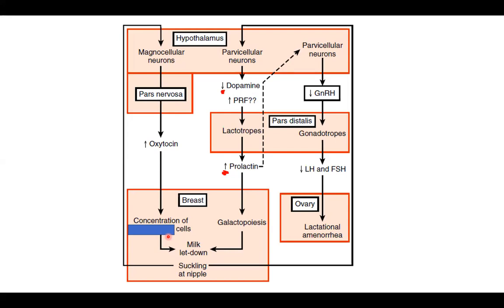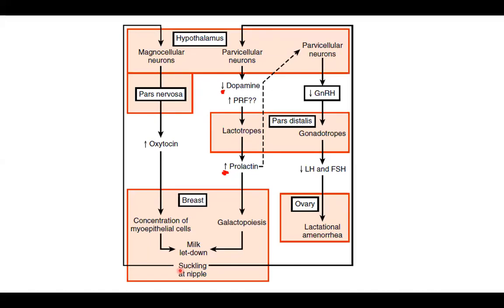Oxytocin increases the concentration of calcium... that's the contraction, and that's going to move the milk. It's not going to produce it. And what they want you to notice is that the baby suckling at the breast is actually a positive feedback loop. Again, we have this really recurrent theme of positive feedback loops in pregnancy.